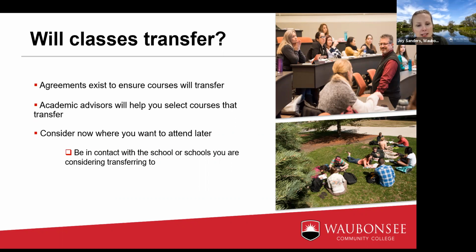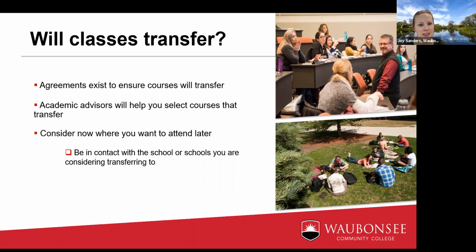And what that agreement says is that if you finish your associate degree program with us in its entirety with the classes that we've laid out for you, all of those classes will transfer to the 4-year school of your choice. Now, that doesn't mean that you can't transfer to a private school or go out of state. We send students all over the place in terms of transferring.